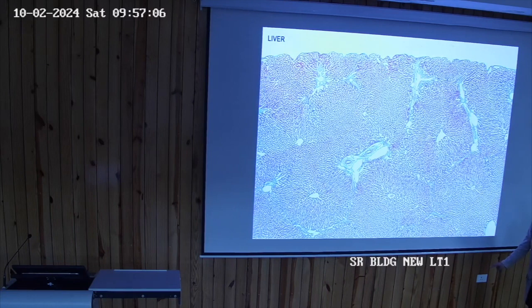Now, in the lining of the sinusoids, there are modified cells, macrophages, which are known as Kupffer cells. What is the function of the Kupffer cell? Phagocytosis of cellular debris. In the space of Disse, there are again cells which are stellate shaped. These are Ito cells. The function of Ito cells is to store vitamin A and lipids.